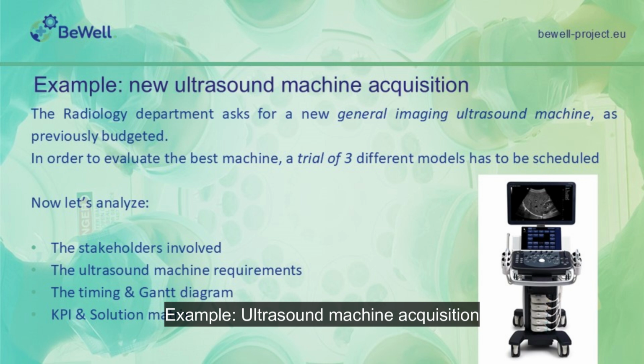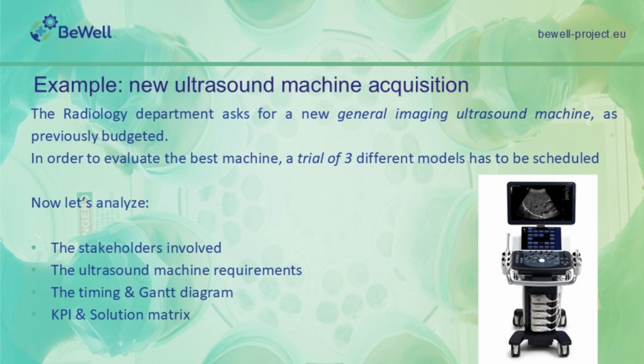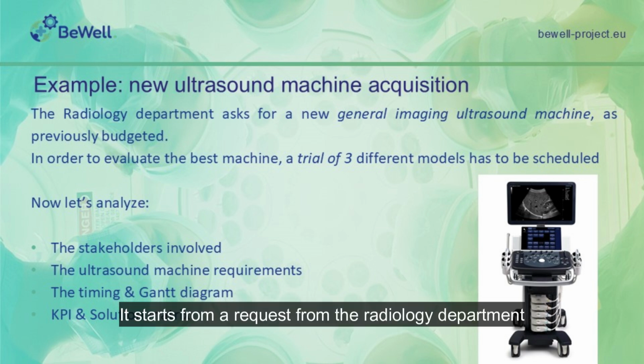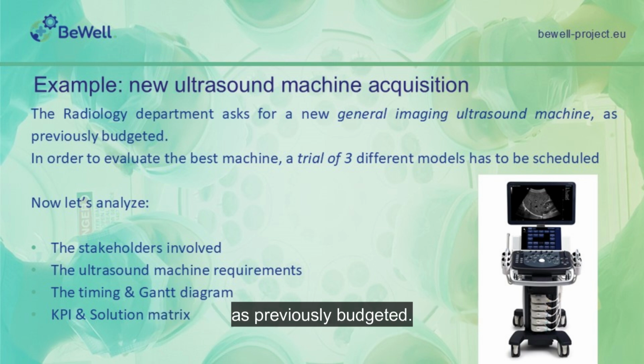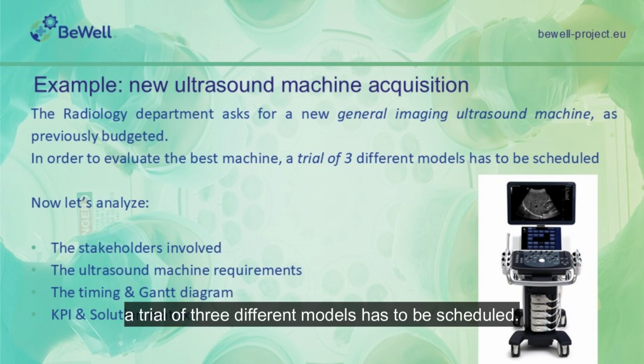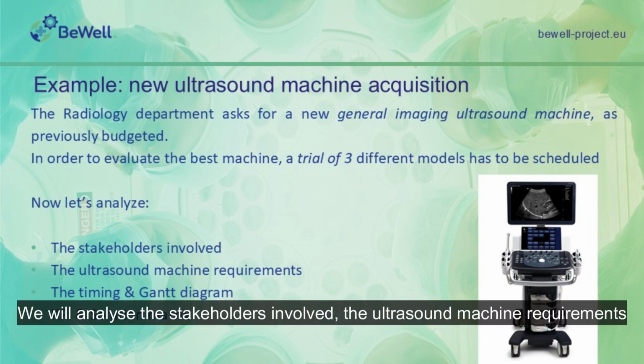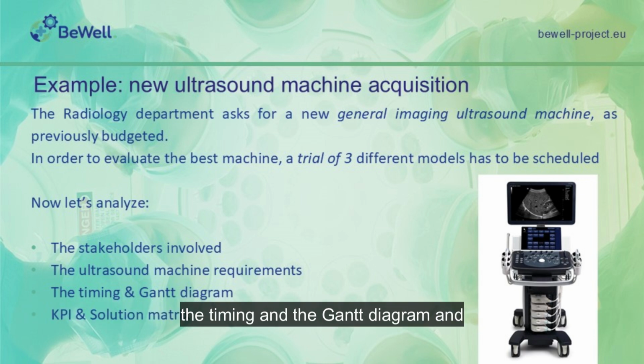Example, ultrasound machine acquisition. Now let's have a look at the example of a new ultrasound machine acquisition. It starts from a request from the radiology department for a new general imaging ultrasound machine as previously budgeted. In order to choose the best machine, a trial of 3 different models has to be scheduled. We will analyze the stakeholders involved, the ultrasound machine requirements, the timing and the Gantt diagram, and how to design a solution matrix using some KPIs.